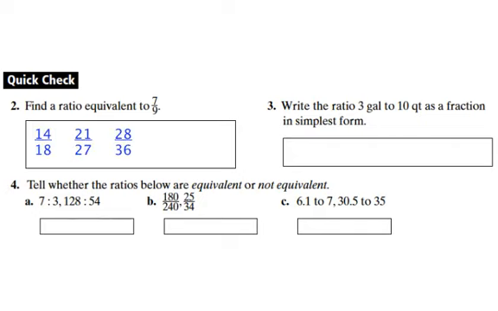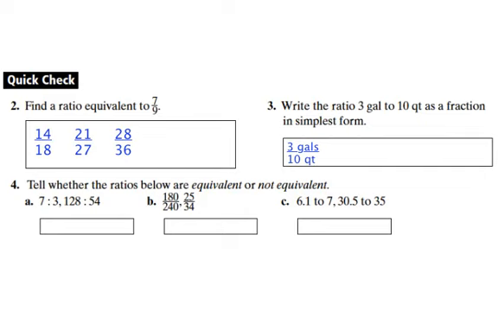Three possible solutions for number 2 are 14 over 18, 21 over 27, and 28 over 36. These are not all the possibilities because there's an infinite number of equivalent ratios. But these are the first three when you multiply by 2 over 2, 3 over 3, and 4 over 4. If you did a different one, you can always check with me to make sure that it's correct.